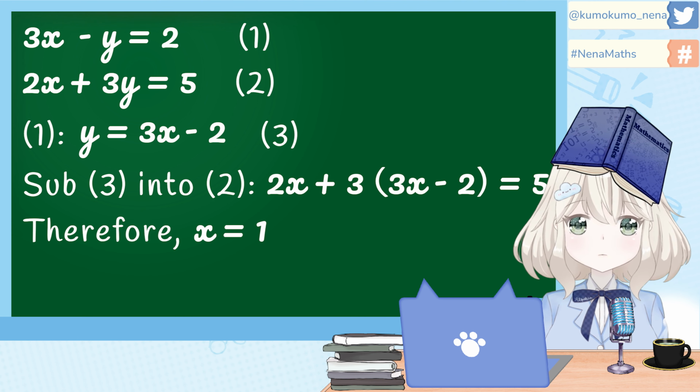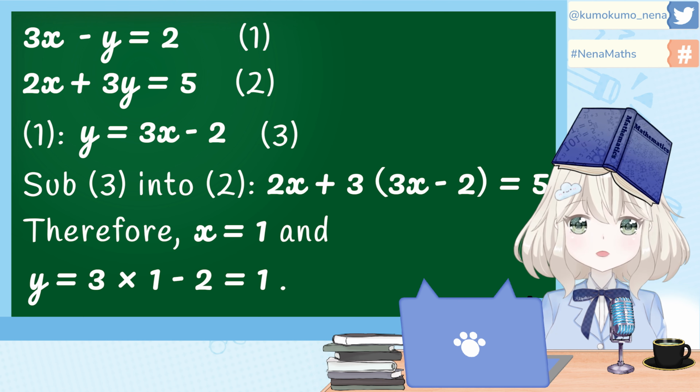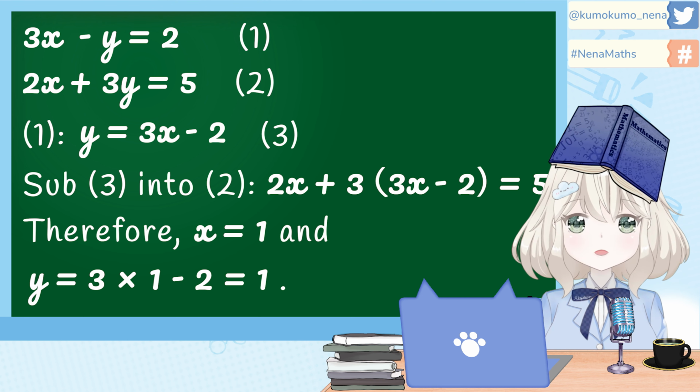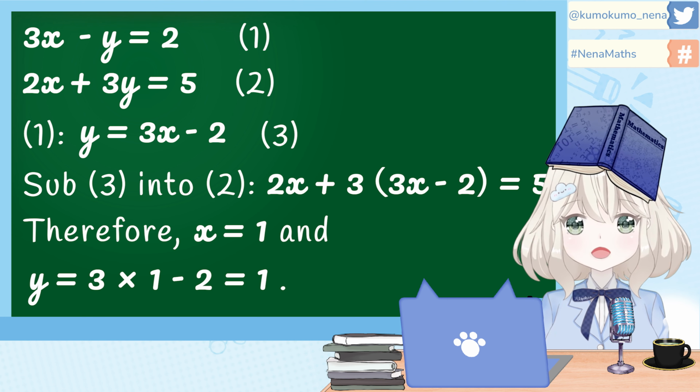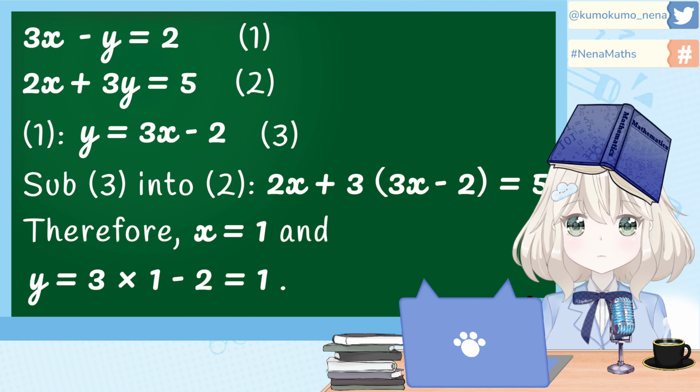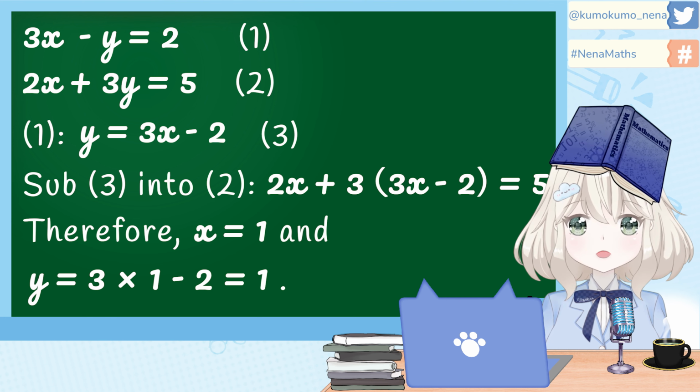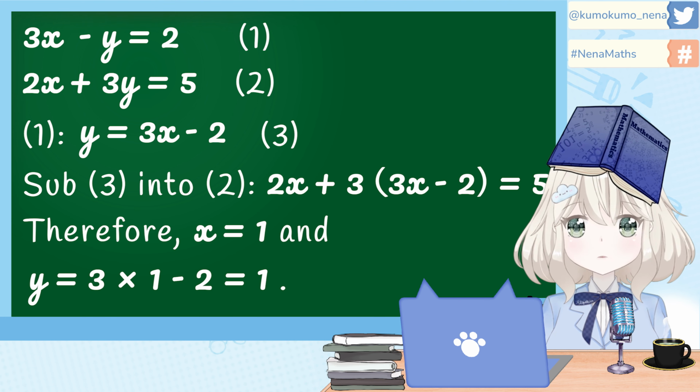Once we find the value of x, we need to substitute it into the third equation to find the value of y. The elimination and substitution methods are very similar because we need to get rid of one of the variables and then solve a linear equation in only one variable.